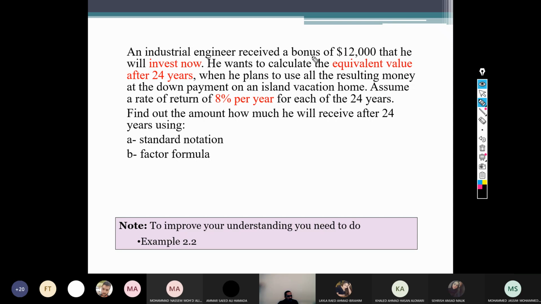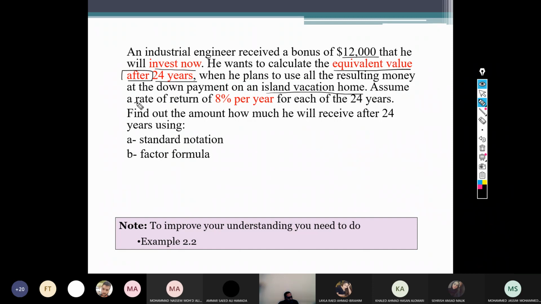An industrial engineer received a bonus of 12,000. He wants to invest now. Now, he wants to calculate the equivalent value after 24 years. What does equivalent value mean? It means engineering economy, you want a summation. When he plans to use all the resulting money as the down payment of an island vacation, he wants to buy or travel after 20 years.